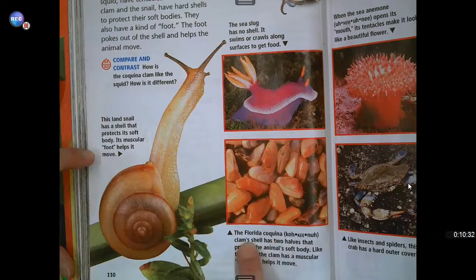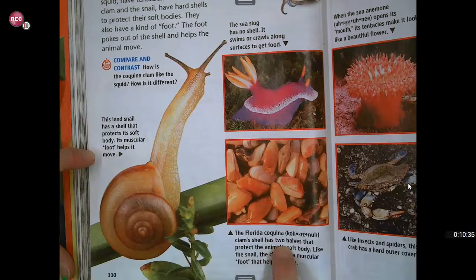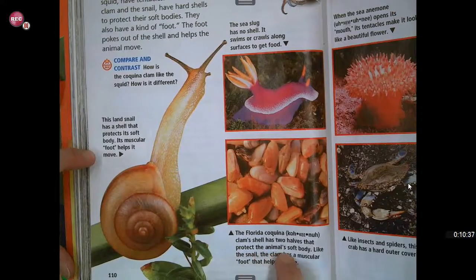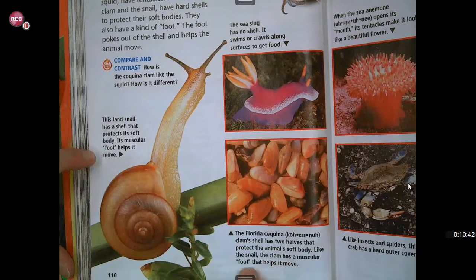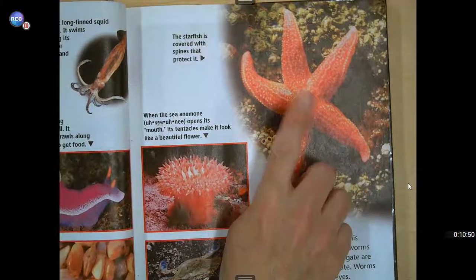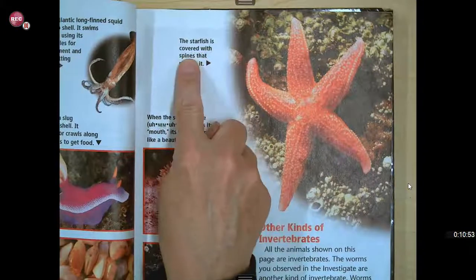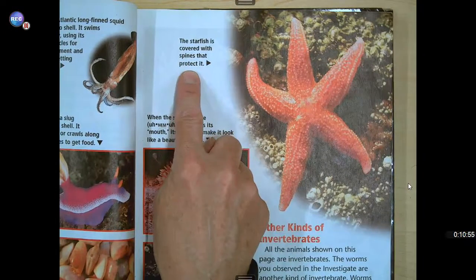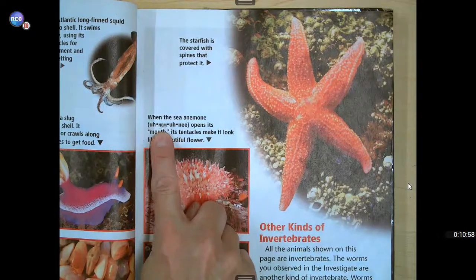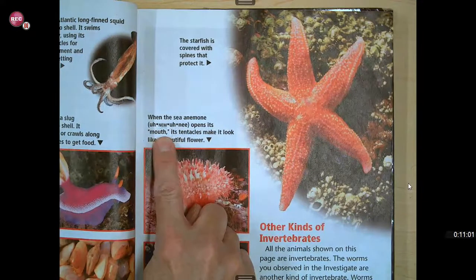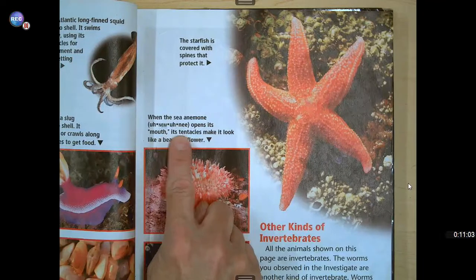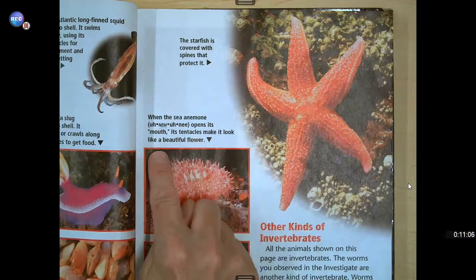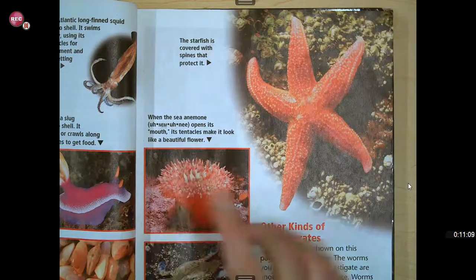the Florida coquina clam's shell has two halves that protect the animal's soft body. Like the snail, the clam has a muscular foot that helps it move. Okay, and another caption talks about the starfish. This starfish is covered with spines that protect it. Here's a sea anemone. The sea anemone opens its mouth. When the sea anemone opens its mouth, its tentacles make it look like a beautiful flower.